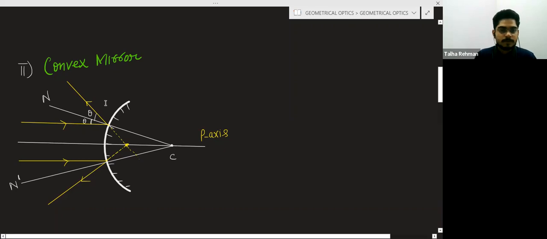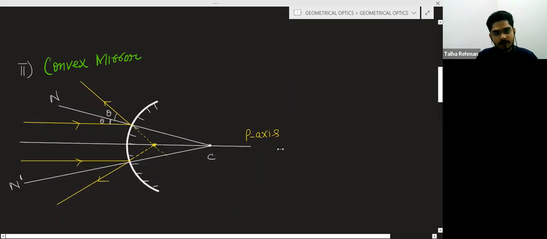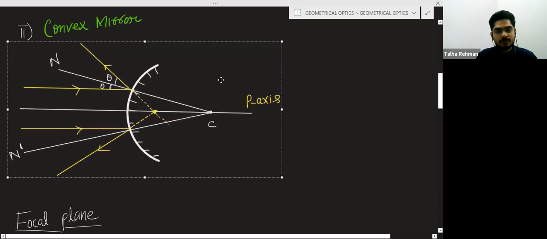So here the ray of light is this, reflection is taking place. After reflection, the ray is going in this direction, and here the ray of light is coming parallel to the principal axis, and reflection is taking place. The ray of light is actually going in this direction. Now when you produce these reflected rays in the backward direction, these rays will meet at a common point, and this common point is known as the focus.